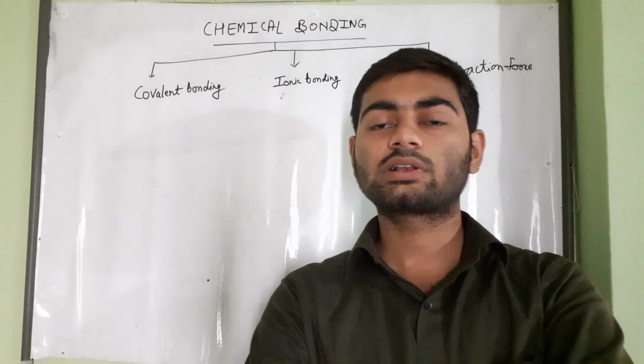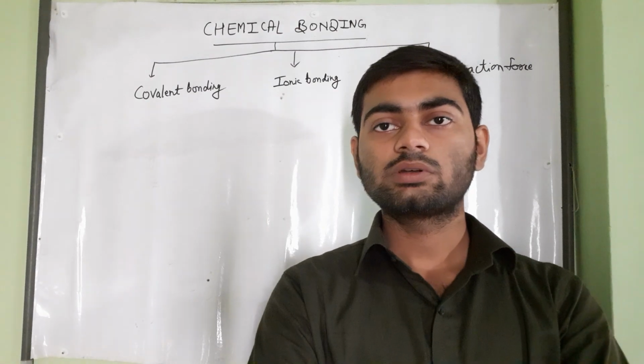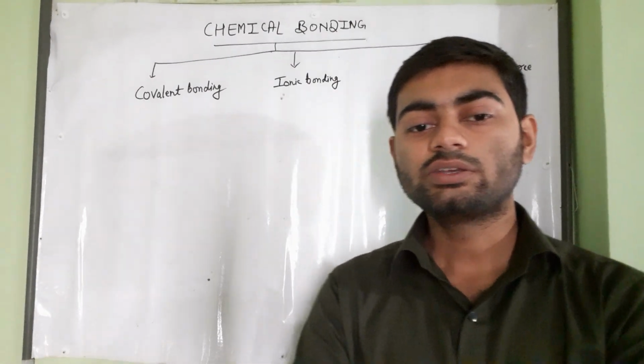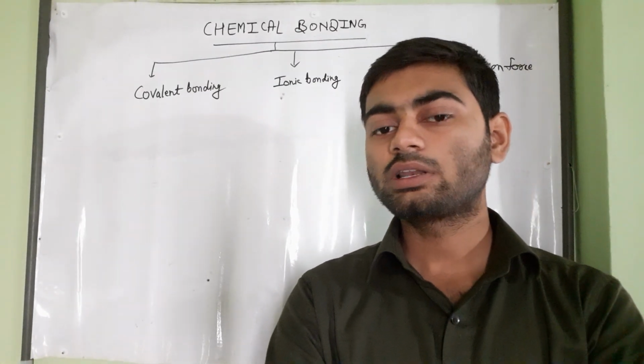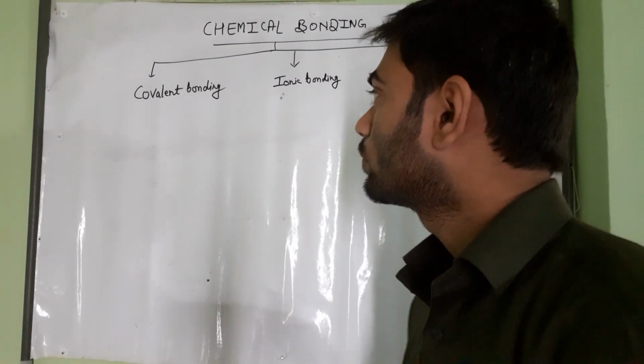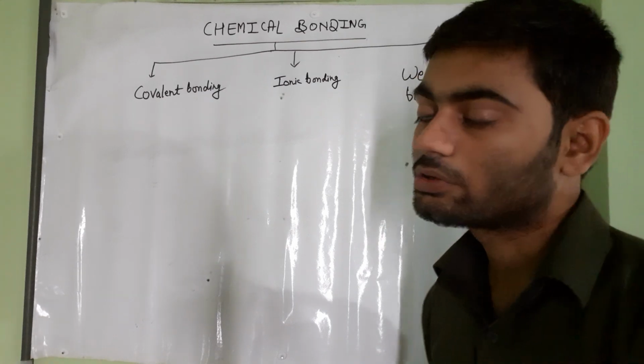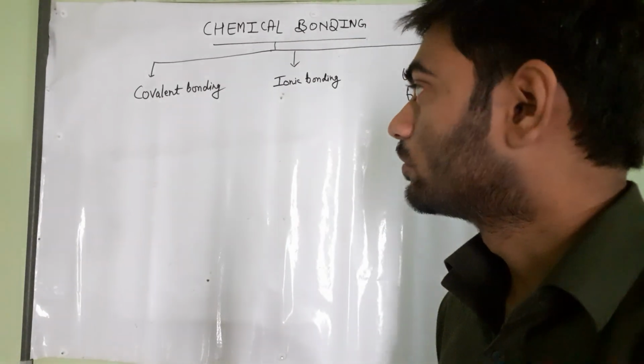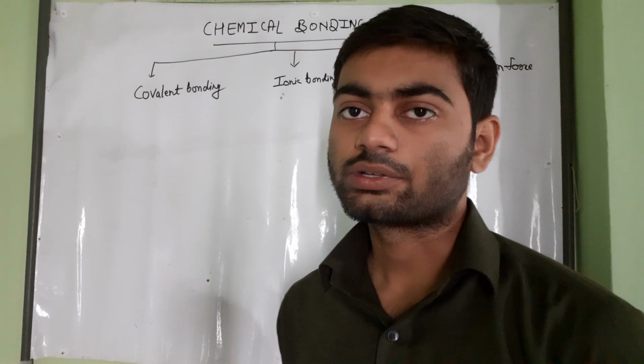In this chapter, we will study the bondings in chemistry. These bondings can mainly be explained by three theories. Three types of bonding are there: covalent bonding, ionic bonding, and weak bonding. We will start with covalent bonding.